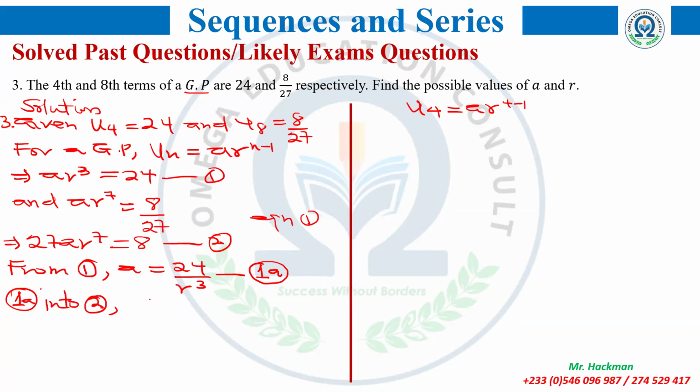So now I will get 27 into my 24 over R cubed, being equal to 8. Is that clear? Sorry, times, I forgot the R to the power 7.